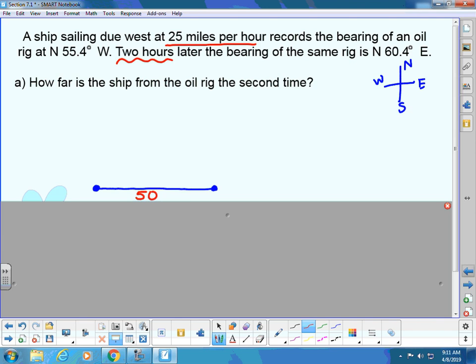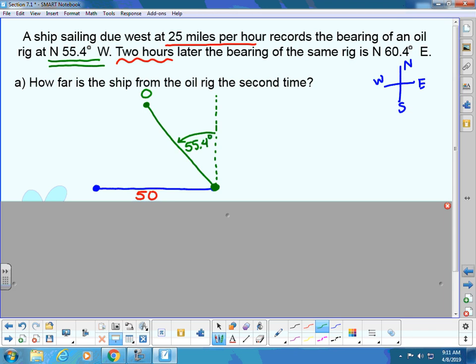All right, first time that the ship looks at the rig at its first location, so right here, it sees the rig at northwest 55.4 degrees. So northwest direction is this guy, so we'll label, I guess, O up here for my oil rig. Now the tricky thing about these directions is when we say northwest, it means from the north to the west. So this angle here is that 55.4 degrees rotation.